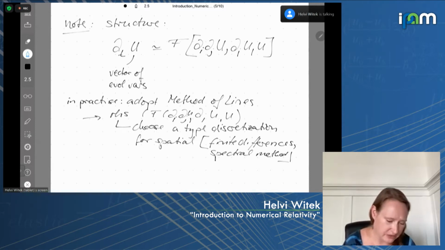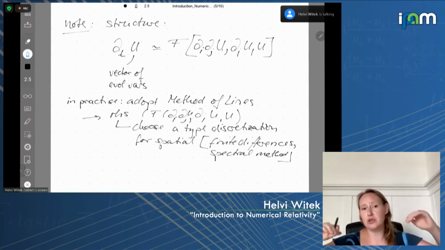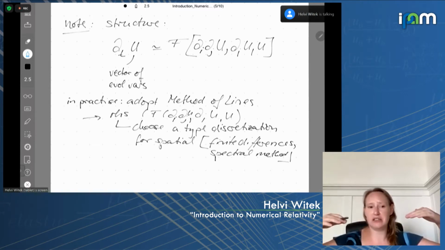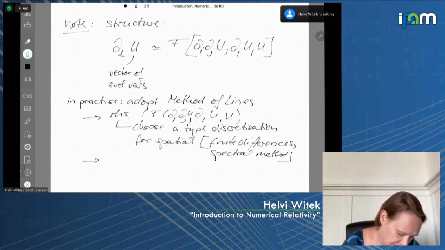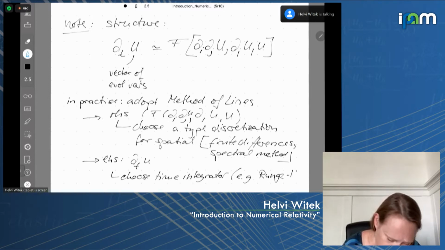And then independently of that, the right-hand side, so all the spatial derivatives and the quantities, are computed on the spatial grid, and then we can use a different time integration scheme to evolve that forward in time. On the left-hand side, we have our time derivative, and we can choose our favorite time integrator here. It doesn't have to be a finite difference scheme or a spectral method. One of the typical choices would be, for example, a Runge-Kutta fourth order scheme.